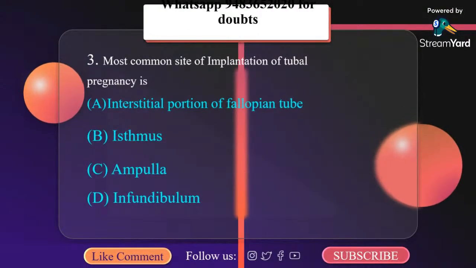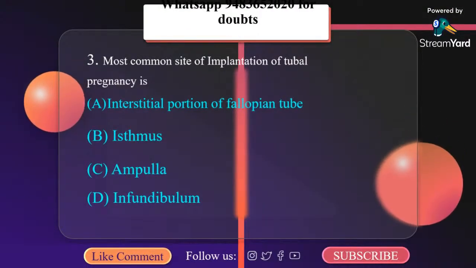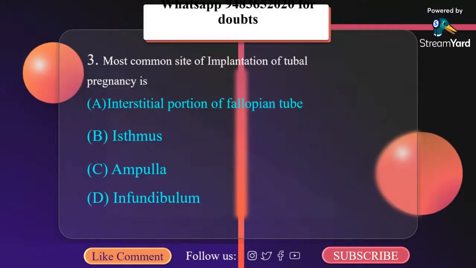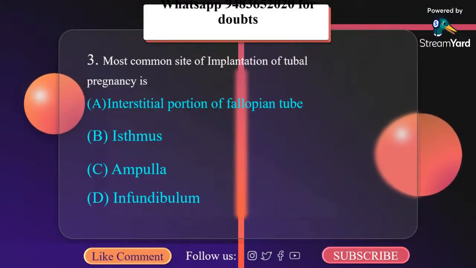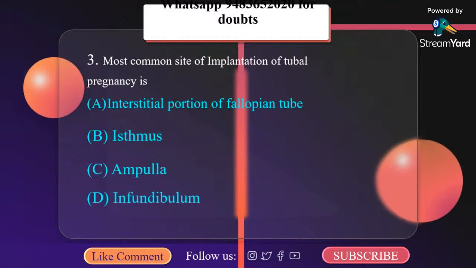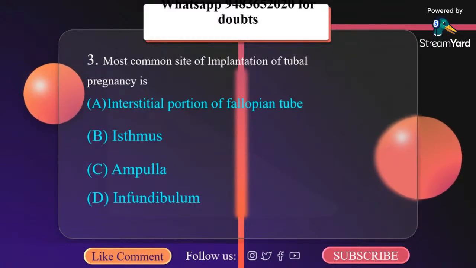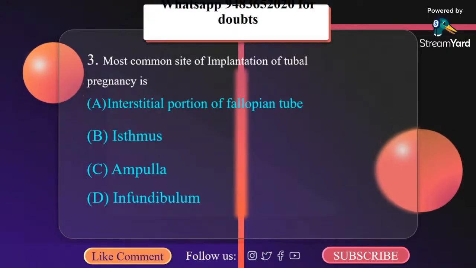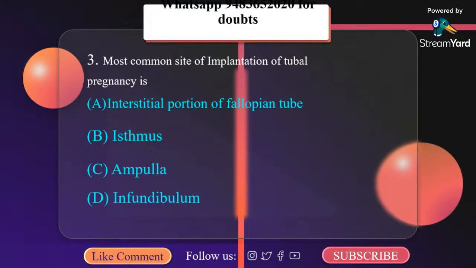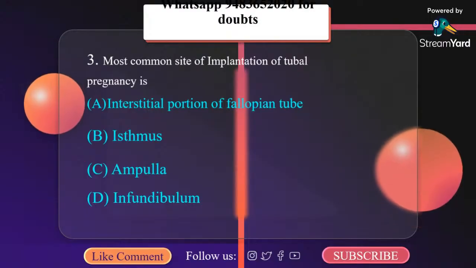Most common site of implantation of tubal pregnancy is: A, interstitial portion of fallopian tube; B, isthmus; C, ampulla; D, infundibulum. It is the ampulla. The maximum propensity to rupture is in the isthmic ectopic pregnancy, and the minimum propensity to rupture is in the ampullary. So the correct answer here is C, ampulla.